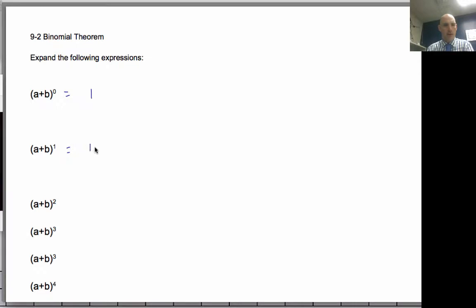Anything to the first power is itself, and I'm actually going to add in my coefficients even when they're 1, because you're going to see a pattern develop here. When I have a plus b squared, it's 1a squared plus 2ab plus 1b squared. When I've got a plus b to the third, it's 1a cubed plus 3a squared b plus 3ab squared plus 1b cubed. How am I doing this so fast?